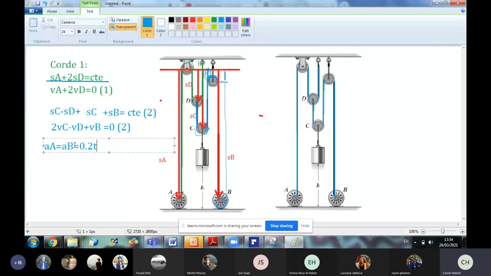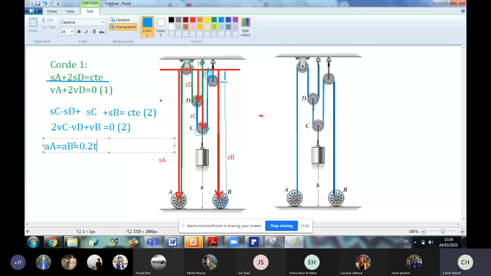equals to 0. And of course, we can simplify delta T from two sides. So we can deduce that the equation of velocities applies also for the equation of displacement. If you have the equation VA plus 2VD equal to 0, you can also write that delta SA plus 2 delta SD equal to 0.